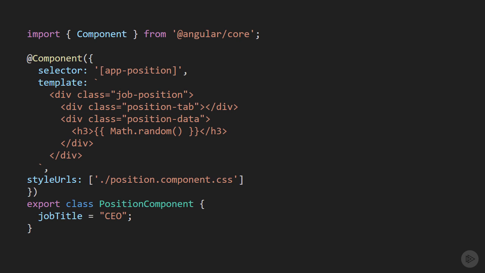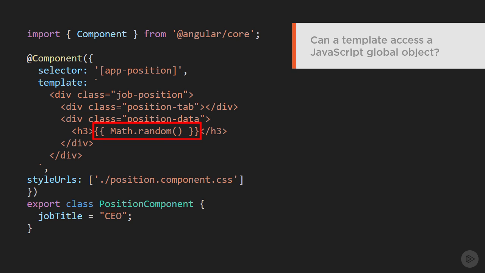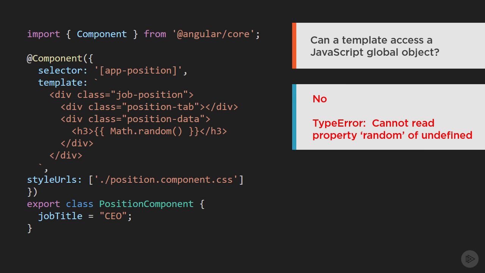And how about this example? We're taking a global object, math, and we're calling a function on it, math.random. Can a template access a JavaScript global object? No. Again, we get a type error, cannot read property random of undefined. So we don't have access to JavaScript's wide array of global objects.